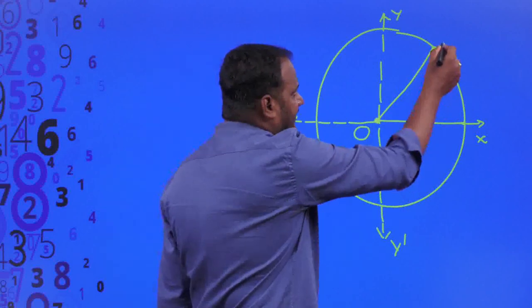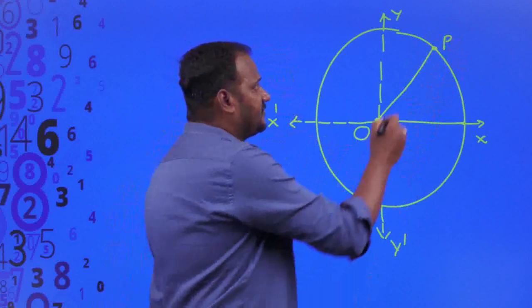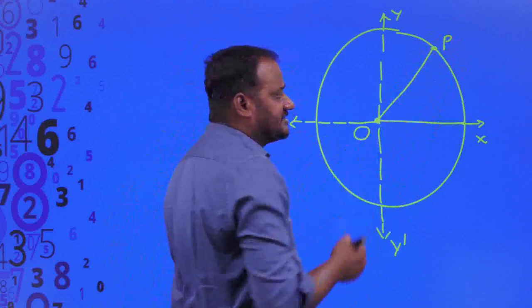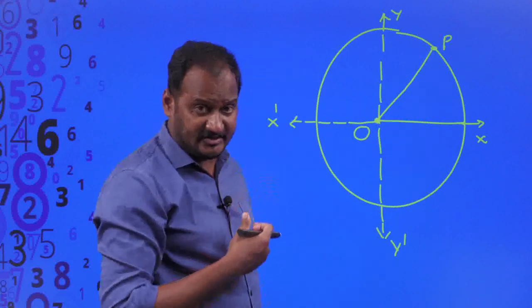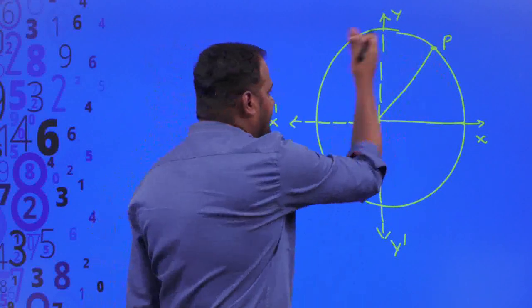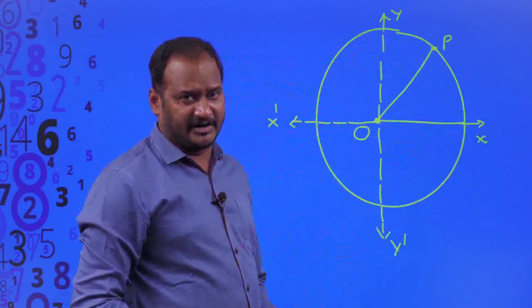You can call this ray, or you can name this ray as ray OP. And from O to P, this is what is called the radius of the circle. Of course, since it is a unit circle, the radius is obviously 1 unit. So wherever this P lies on this circular part, OP is always equal to 1 unit.